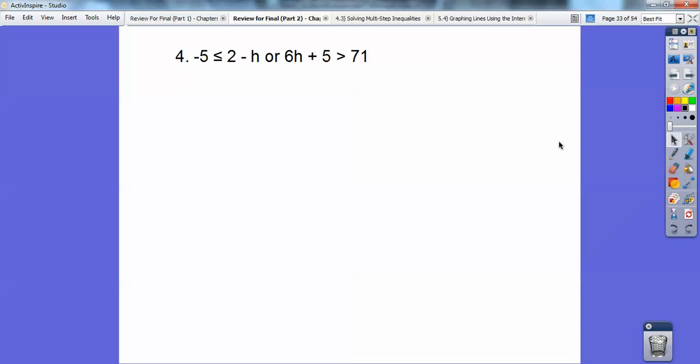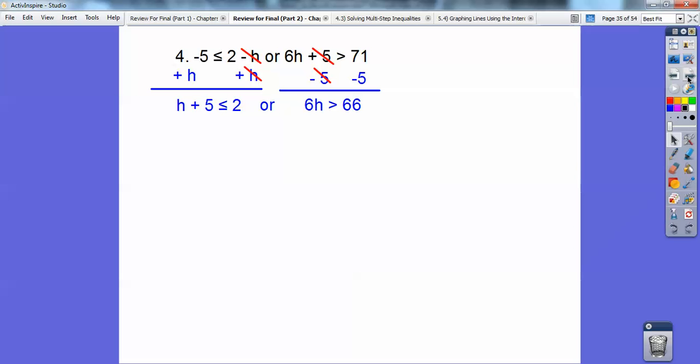Okay, and it looks like this one's a closed circle, this one's an open circle. So here I'm going to add h to both sides and subtract 5 from both sides. I don't like this negative h over here, so I'm going to put it on this side, and I don't want this minus 5 right here. Oops, that should be h minus 5.